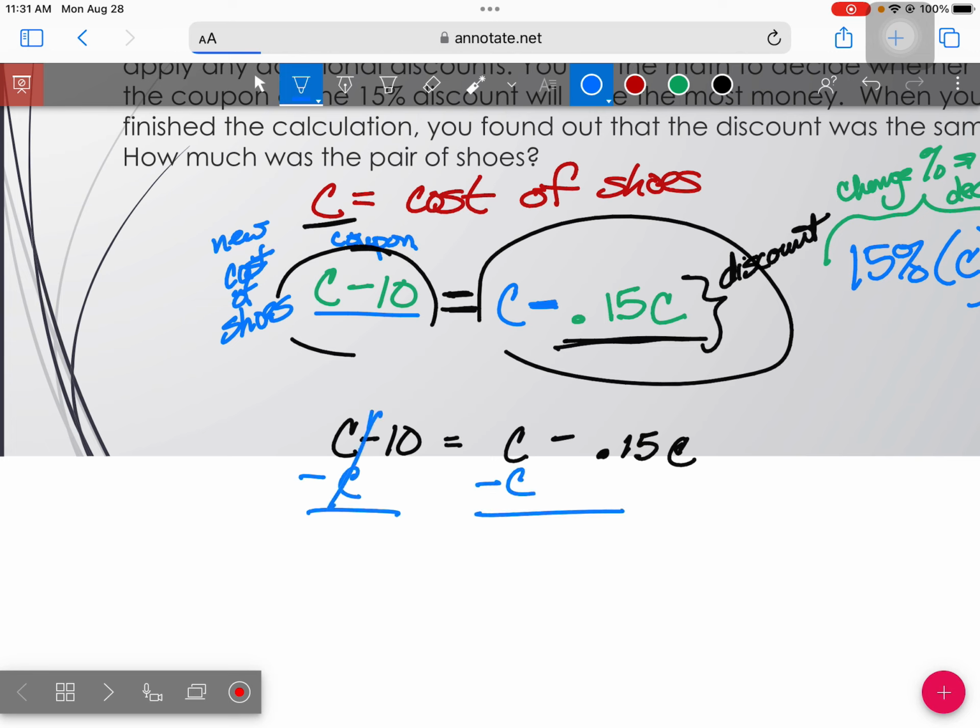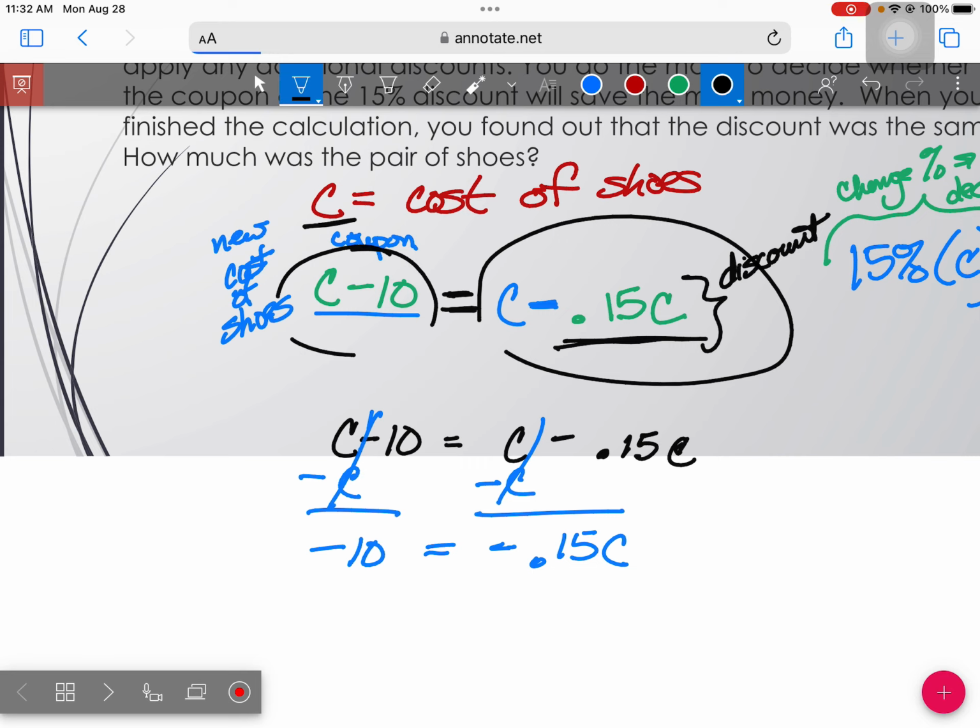So C's are going to cancel out. I have negative 10, and it's very important to make sure you are keeping the sign in front. Equals negative 0.15C. I'm trying to solve for C.